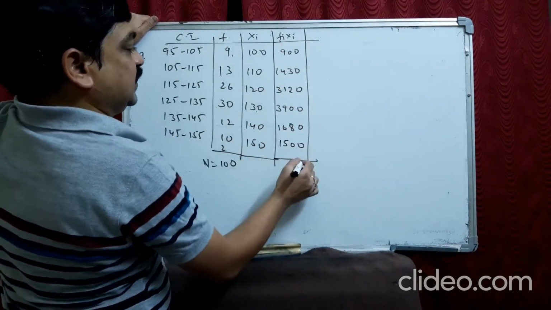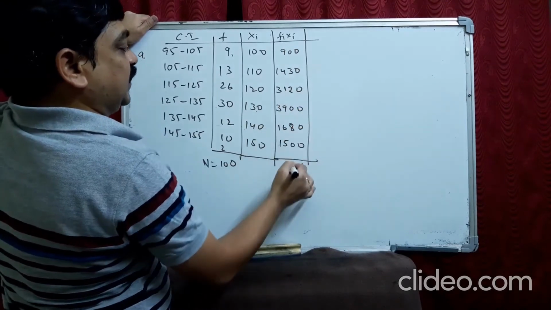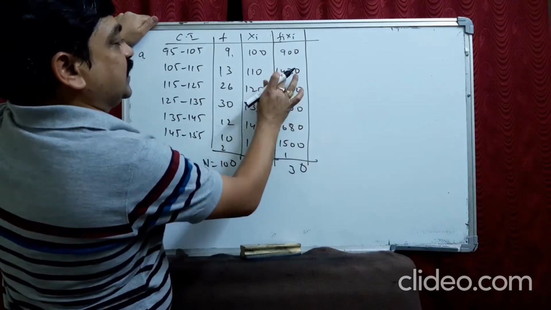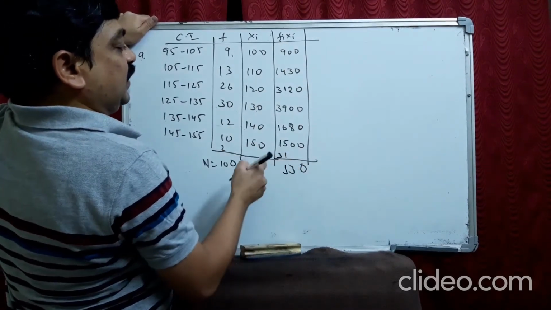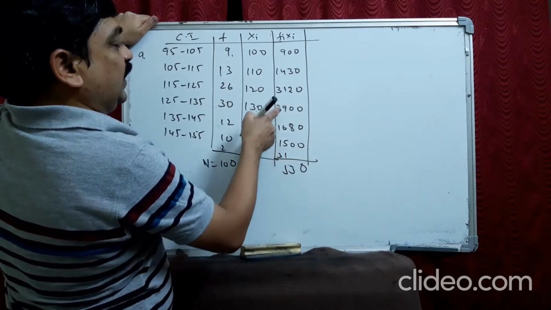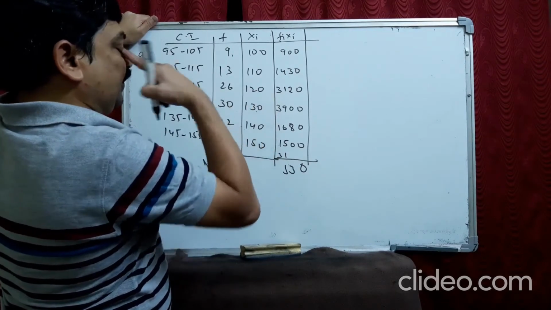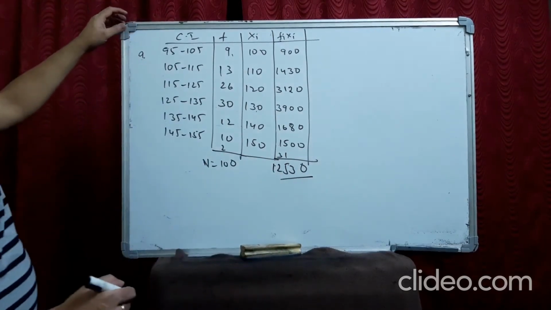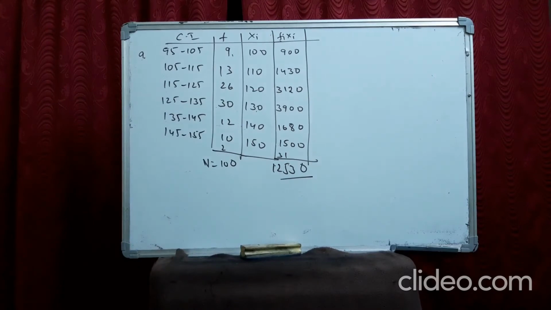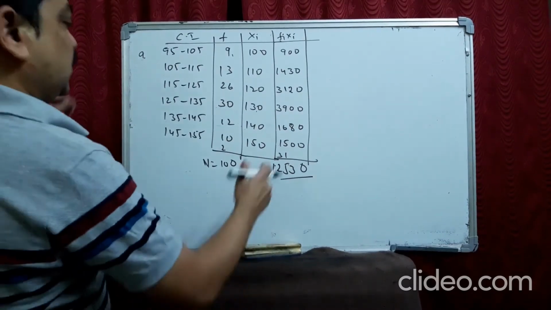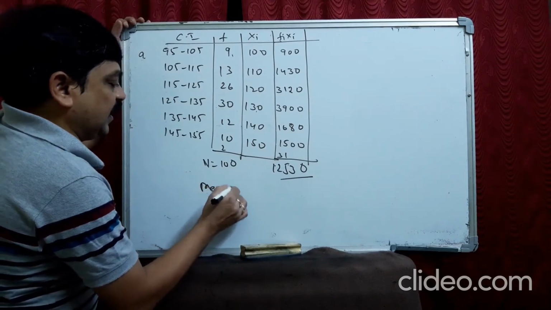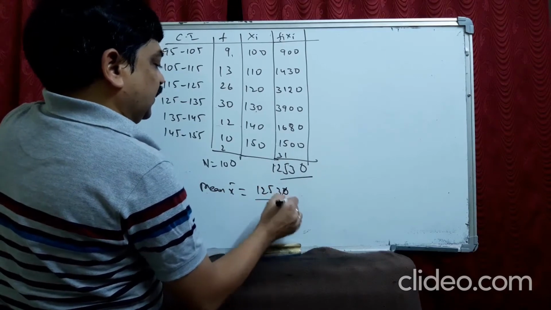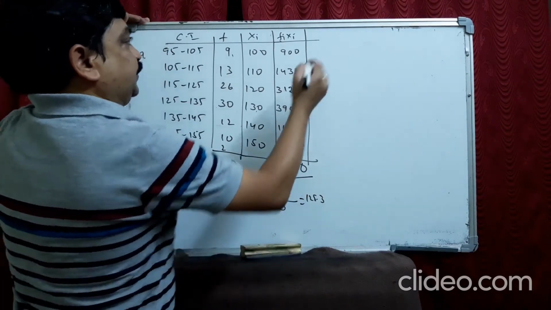Sigma fi xi, let's add these. 0, 5 plus 8 13, 6 plus 6 12 plus 9 21, 22, 26, 35. This becomes 4, 5 plus 7 12, 12 5 30. Let us see whether it is right or not. So these are the values. So mean x bar is equal to 12530 by 100. It becomes 125.3.